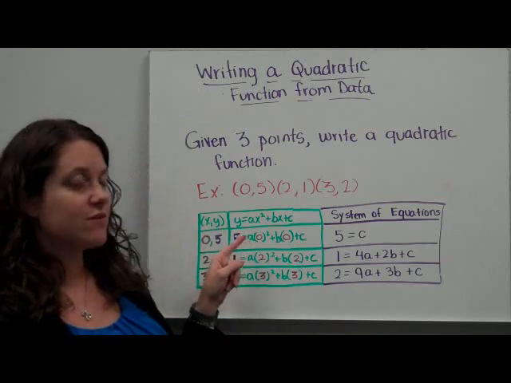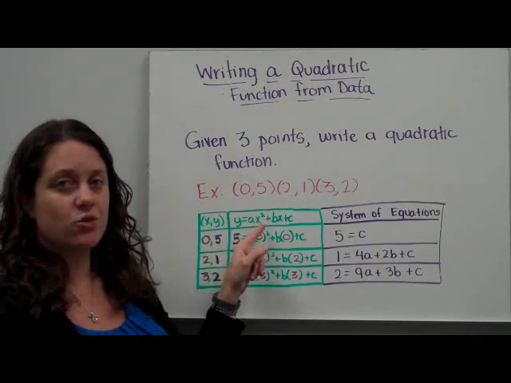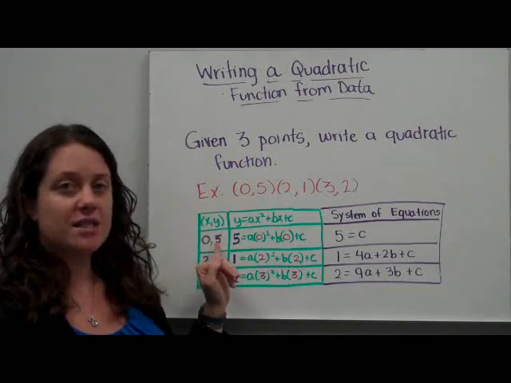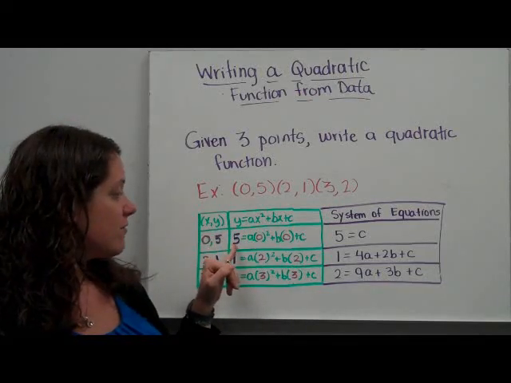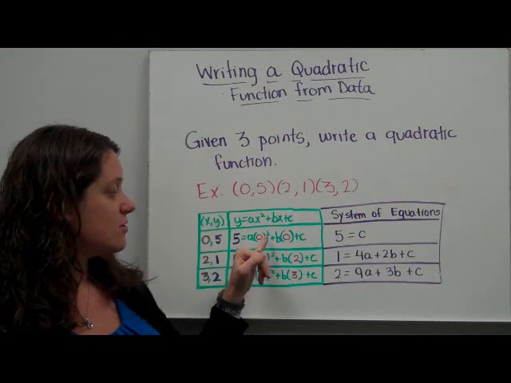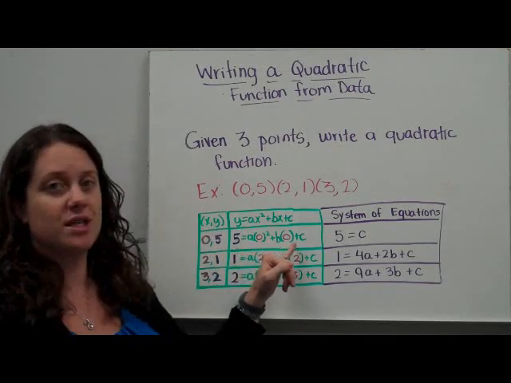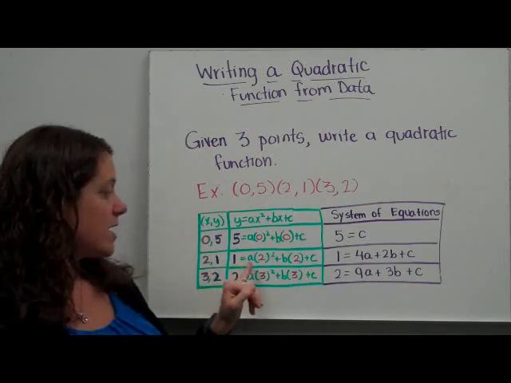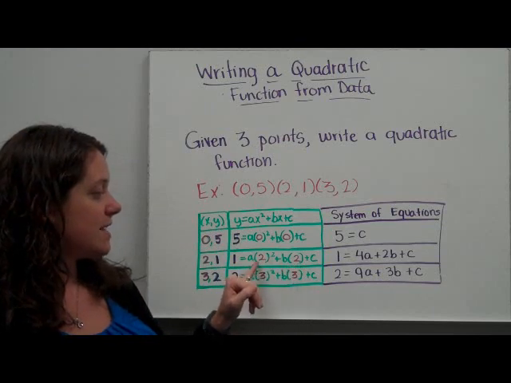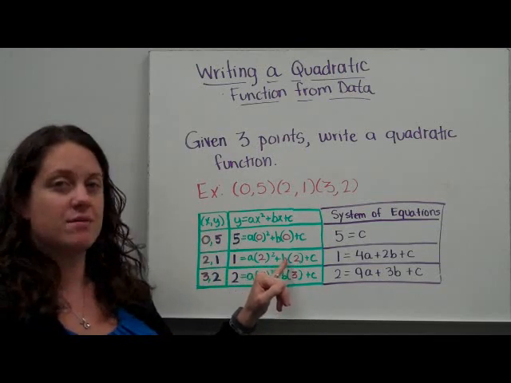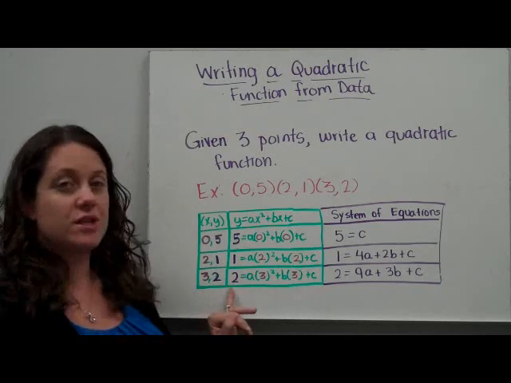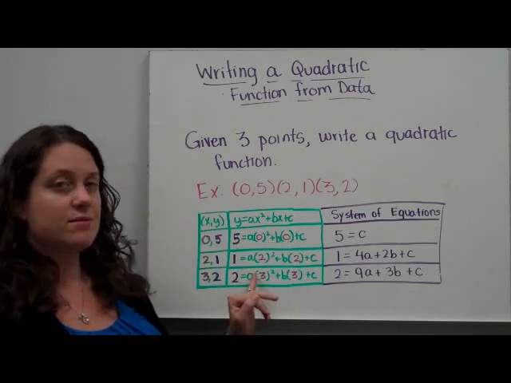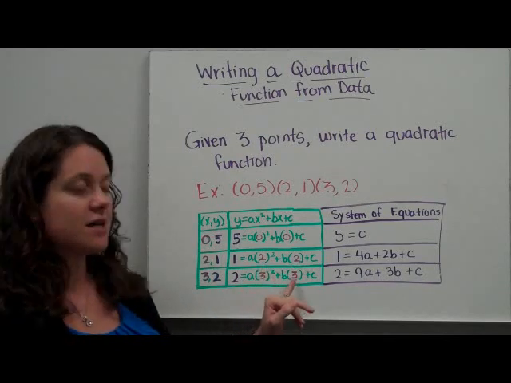You know that a quadratic function looks like y equals ax squared plus bx plus c. So you're going to plug these in for x and y. I plug in 5 equals a times 0 squared plus b times 0 plus c. Here I plug in the 1 value for y, and then 2 for x, so a times 2 squared plus b times 2 plus c. Then I do the same thing here. I plug in the y value, 2 equals a times 3 squared plus b times 3 plus c.